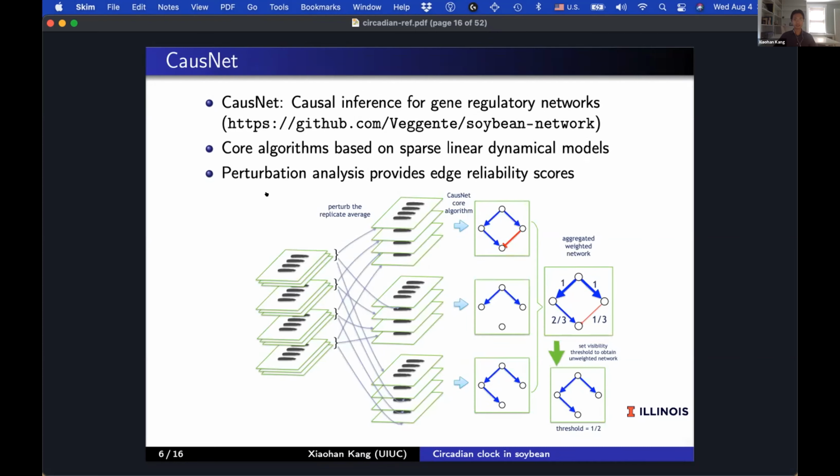One feature of the COSNET is that to assess the reliability of the predicted edges, we do what we call the perturbation analysis, which is to perturb the original data randomly and slightly, so that we might get a slightly different prediction of the network. And then we look at which of the edges appear in most of the perturbed results, and that appearance gives you a certain reliability score.